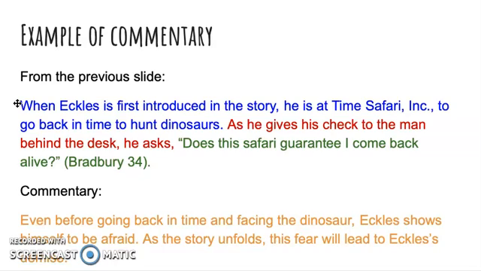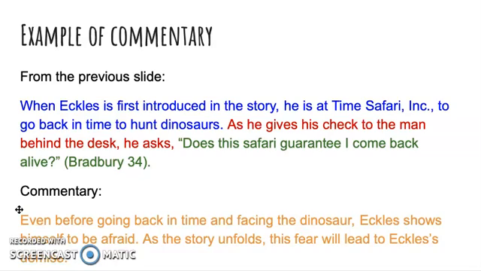Then I give you my lead-in, quote, and citation. As he gives his check to the man behind the desk, he asks, "Does this safari guarantee I come back alive?" Bradbury 34. Now, this is where our commentary comes into play. So this is where I'm explaining the importance of the quote that I've chosen.